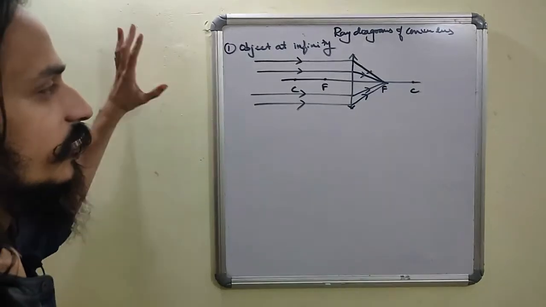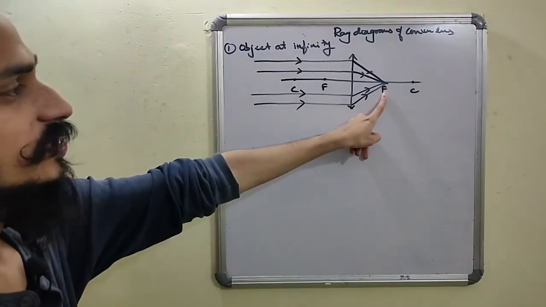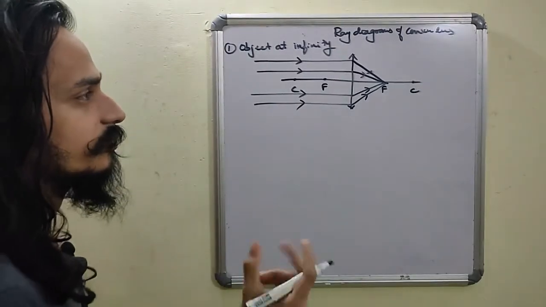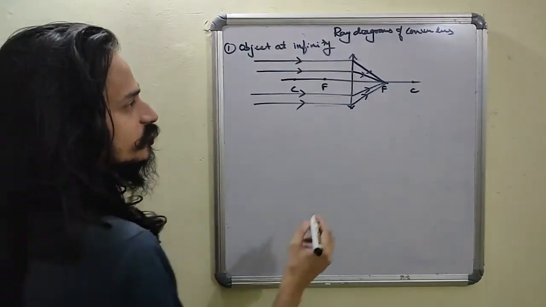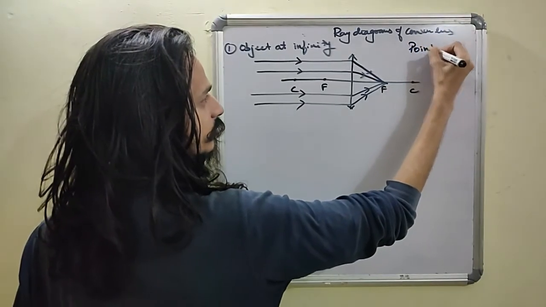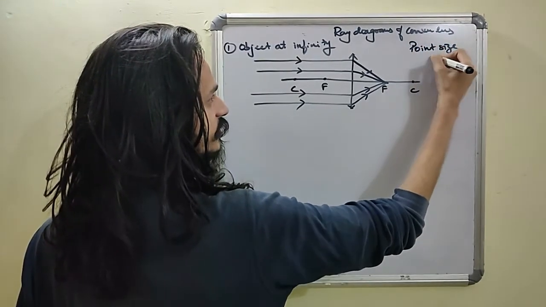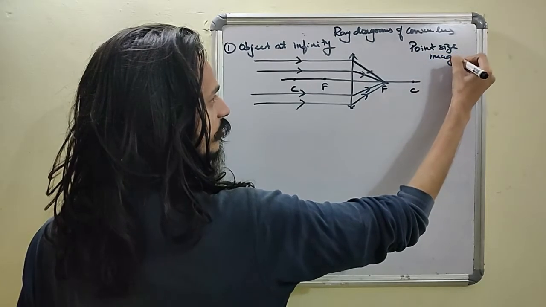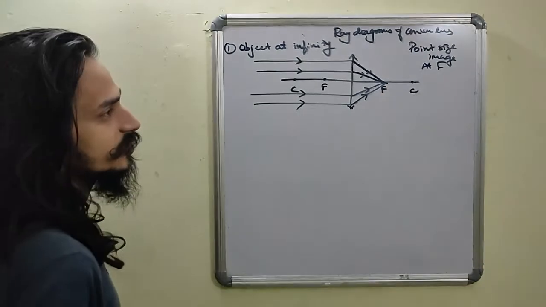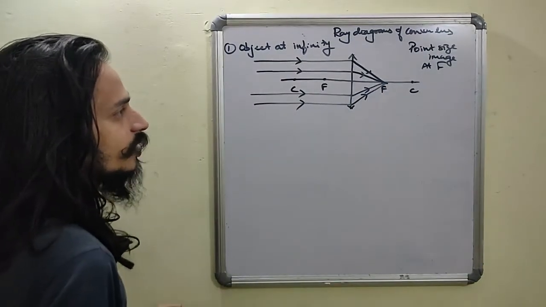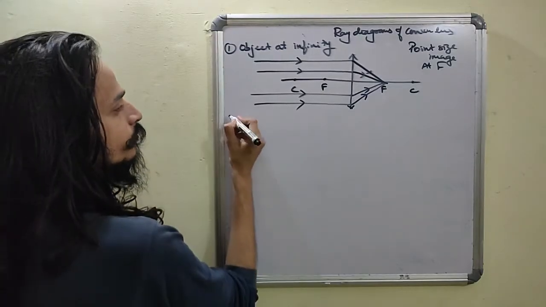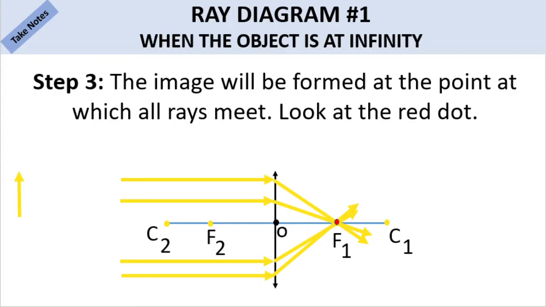So the object might be really far, but the image of that object is at focus. But it's a really tiny point-sized image. So whenever this is the case, we will say it is a point-size image which is formed at focus, at that point exactly. We can't really tell whether it's inverted and all that because it's too small to see.